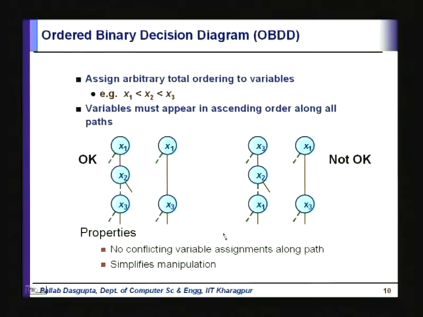Now, there is the notion of ordering of the variables. In an ordered binary decision diagram, along each path the variables must appear in the same order. So, this is not permitted. Here what is happening is, in this path we have x3 preceding x1, in this path we have x3 succeeding x1, right. So, this is not admissible. In every path the variables must come in the same order.